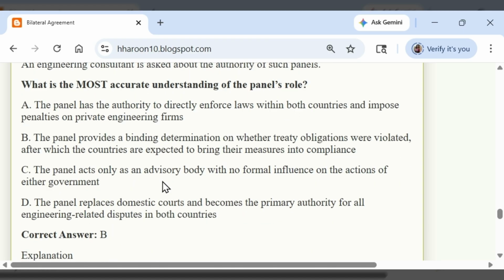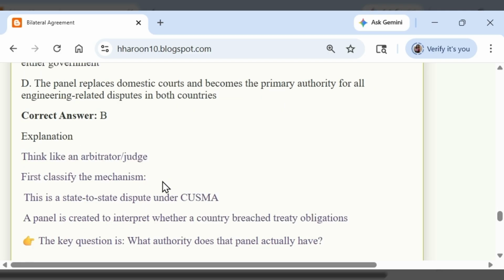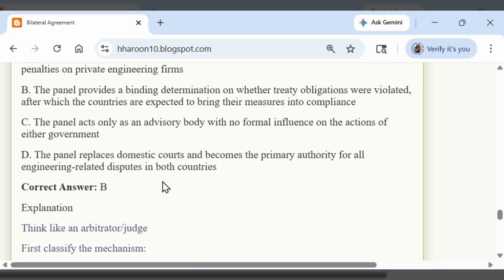A. The panel has the authority to directly enforce laws within both countries and impose penalties on private engineering firms. B. The panel provides a binding determination on whether treaty obligations were violated, after which the countries are expected to bring their measures into compliance. C. The panel acts only as an advisory body with no formal influence on the actions of either government. D. The panel replaces domestic courts and becomes the primary authority for all engineering-related disputes in both countries. Correct answer, B. The correct answer is B.